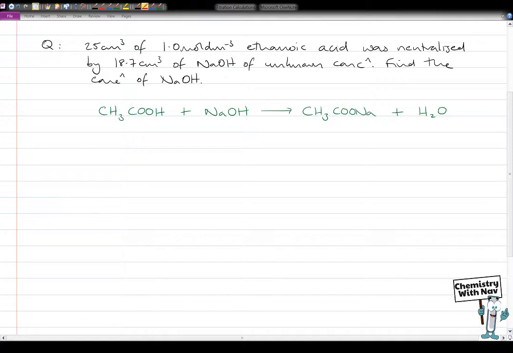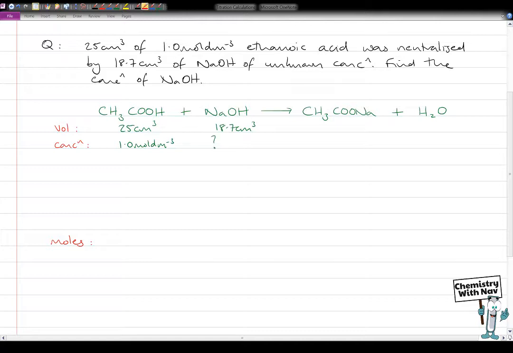Now, having written that in, I'm going to put in any other information that I have, such as volume, concentration, and then moles. So the question tells me that I have 25 cm cubed of the ethanoic acid, that the concentration of it is 1.0, and that the sodium hydroxide volume was 18.7 cm cubed. We're trying to find the concentration of the sodium hydroxide, so that's my target there.